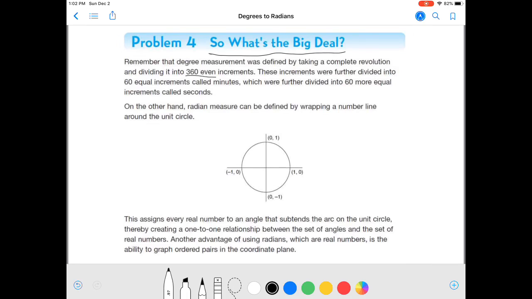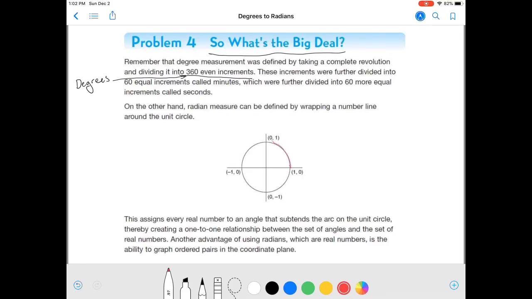Remember that degree measurement was defined by taking a complete revolution and dividing it into 360 even increments. Those increments are what we call degrees. We can divide degrees into 60 equal increments called minutes and divide those into 60 more equal increments called seconds. But we're not going to be talking about the minutes and seconds too much today.